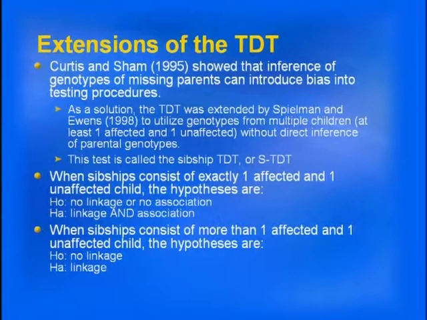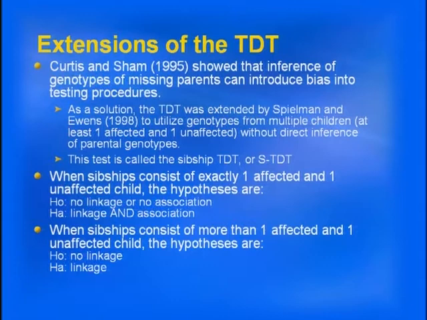We've already talked about what the null hypothesis is and what the alternative hypothesis is. In a TDT where the trios are independent, you're looking for both linkage and association. But where you have sibships with more than one affected individual, your hypotheses are just that of linkage. Okay, you're no longer able to test for association in that situation.